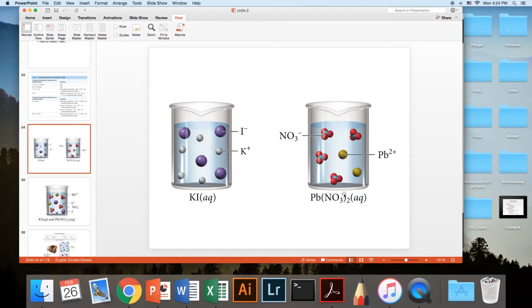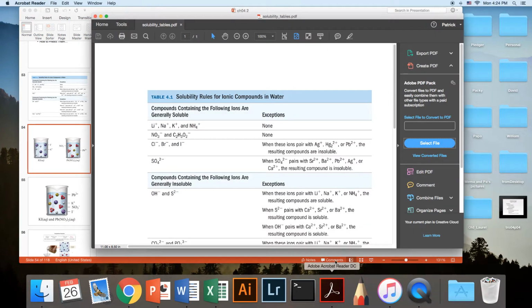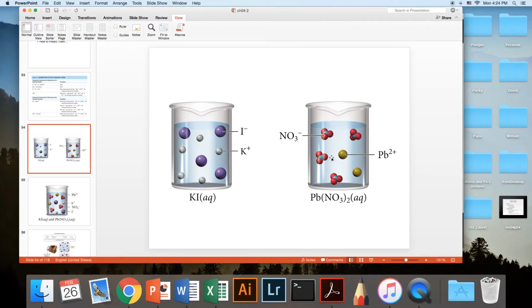Oops, I lost my notes. Lead(II) nitrate. Is that soluble in water? Well, yes, because it says aqueous. Look at that right there. You see it? So you might think, well, lead, that's probably not soluble. But no, look, it says aqueous. Well, let's go back over to the table. And the table says that nitrates, can you see that? Nitrates are generally soluble, except none. Look at that, except none. So that's why it's soluble in water.